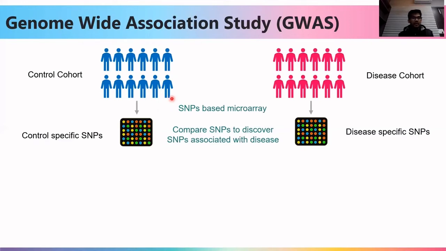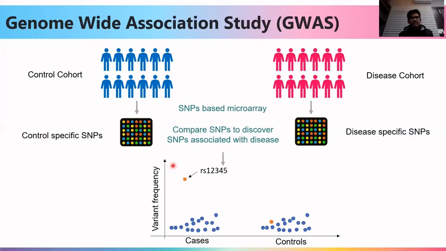And we'll compare the single nucleotide polymorphisms to discover what type of SNPs are more associated with the disease rather than the controls. Okay. So if we look at this particular graph, on the y-axis we have the variant frequency, and on the x-axis are the variants for different cases and controls. So here, as you can see, the frequency of this particular variant, RSID 12345, is very high in the disease cohort, whereas in the control cohort its frequency is quite low. So this particular variant could be associated with the disease.